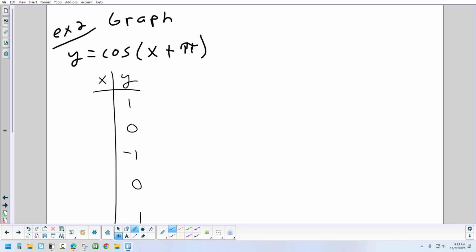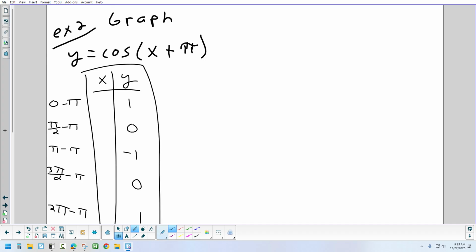Okay. We can put the original x's. Don't put them in the table, just put them off to the side. And all of those x's need to get shifted. Can anybody tell me what I'm going to do to all of them? Subtract pi. Yep. And we'll put all our answers in that table.